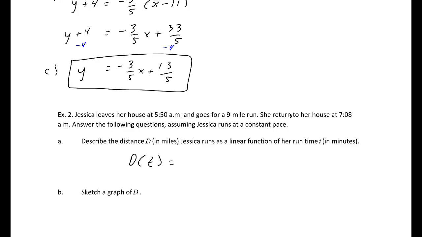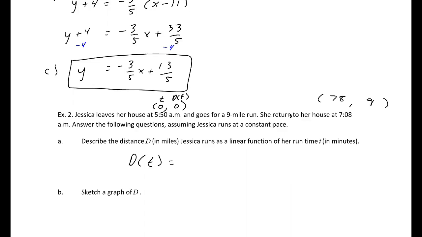Now, to do that, we need to look at the 2 points we have. It's not obvious we have 2 points, but at time 0, 5:50, that's her start, she has gone no distance. So at time 0, her distance is 0. Now, for the 7:08, at 7:08, by that time, she has run 9 miles. And that is actually 78 minutes. Going from 5:50 to 6, that's 10 minutes. From 6 to 7, 60 minutes plus 8. So that'd be 78 minutes.